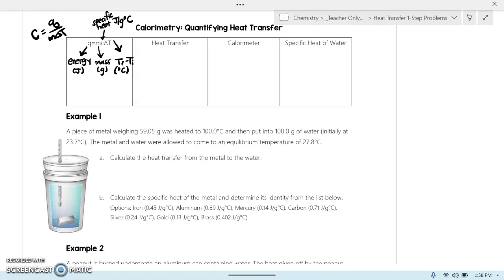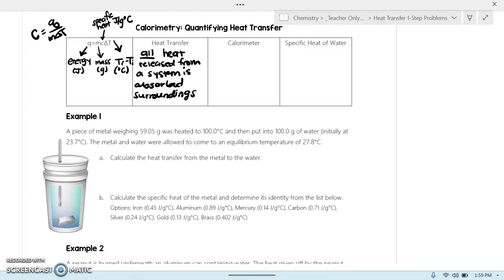Now, when we're working with heat, all heat released from a sample or from the system is absorbed by the surroundings, as long as our heat is contained. And we can contain it using a device called a calorimeter.